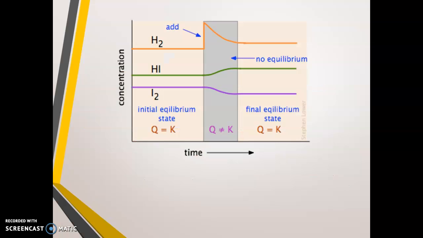This image shows you the initial equilibrium state. Q is equal to K, so our reaction quotient is equal to our equilibrium constant. And you can see that the products are leveling off here. Well, here we're adding some of our H2. And when we add that, we need this to level back off. So right here in this gray region, Q is not equal to K. But as it shifts to make Q equal to K, then we return to equilibrium.